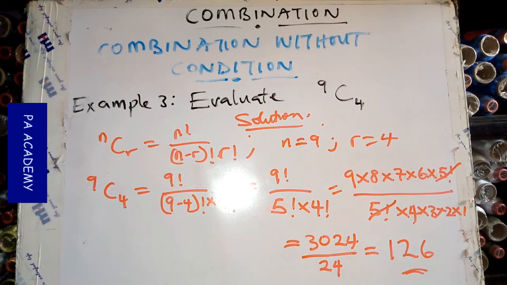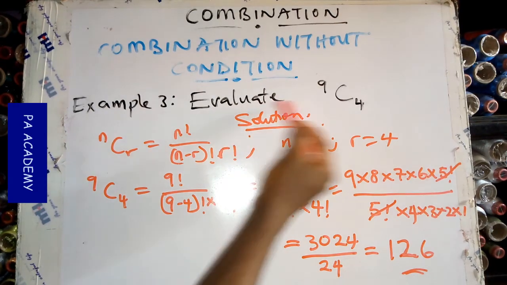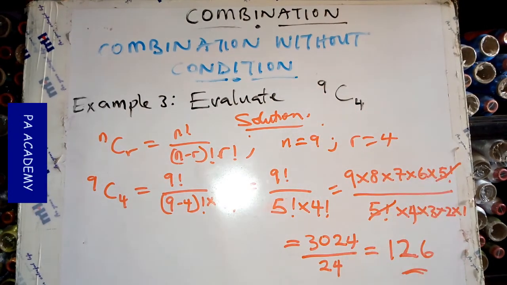Now, unlike the previous example 1 and example 2, at the end of the answer, whatever our answer is, we are adding ways. But this time around, we are not going to be adding ways, because the question did not ask us in how many ways. They just asked us to evaluate 9 combination 4. So now we've gotten the value as 126, and that will be our final answer without the ways. So I believe that is understandable enough.